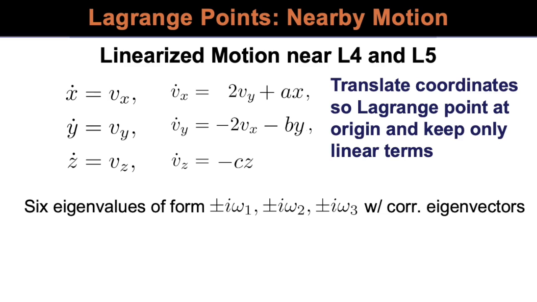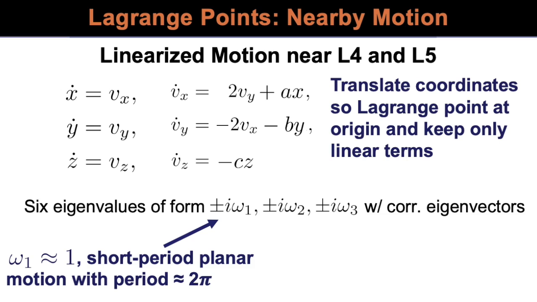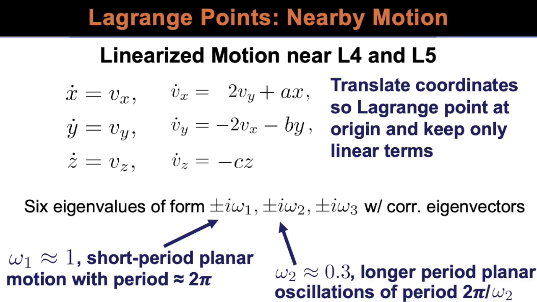From the constants that we get for L4 and L5, we get 6 eigenvalues, and they're in the form of 3 imaginary pairs. The first one, omega 1, is approximately equal to 1, and this represents short period planar motion, with a period of 2 pi. 2 pi in these non-dimensional coordinates means 1 month. Omega 2 is around 0.3, so this represents longer period planar oscillations with a period of about 3 months. And then we have vertical oscillations.